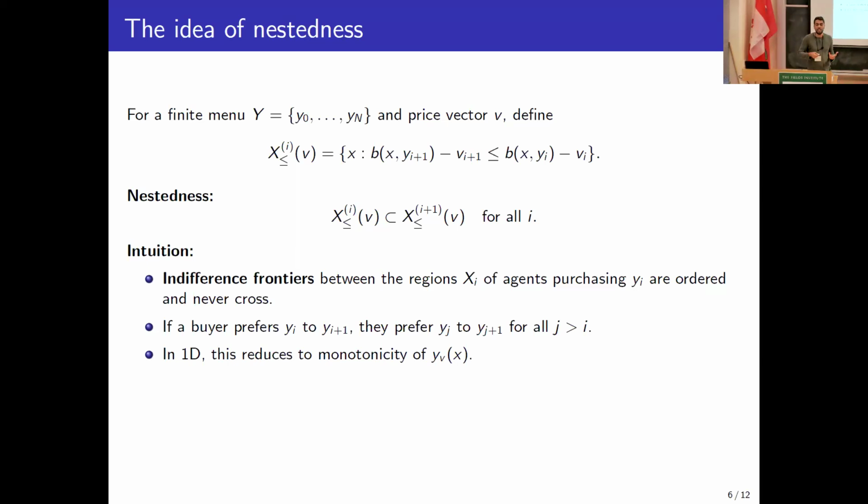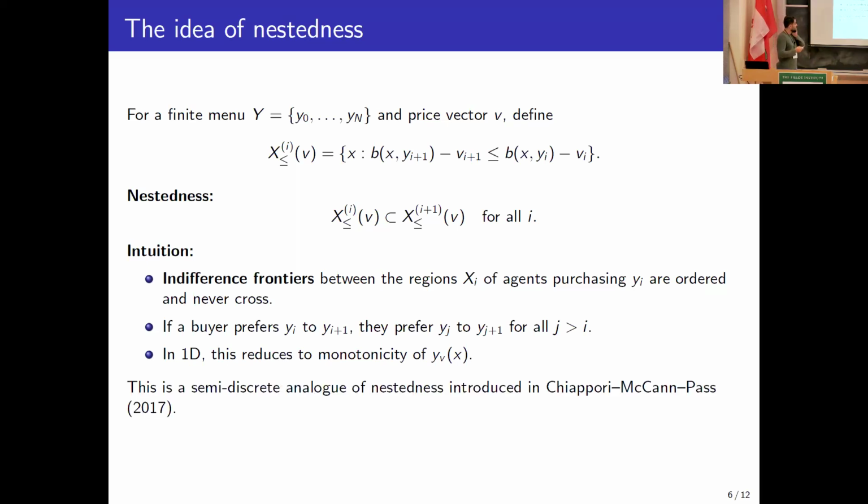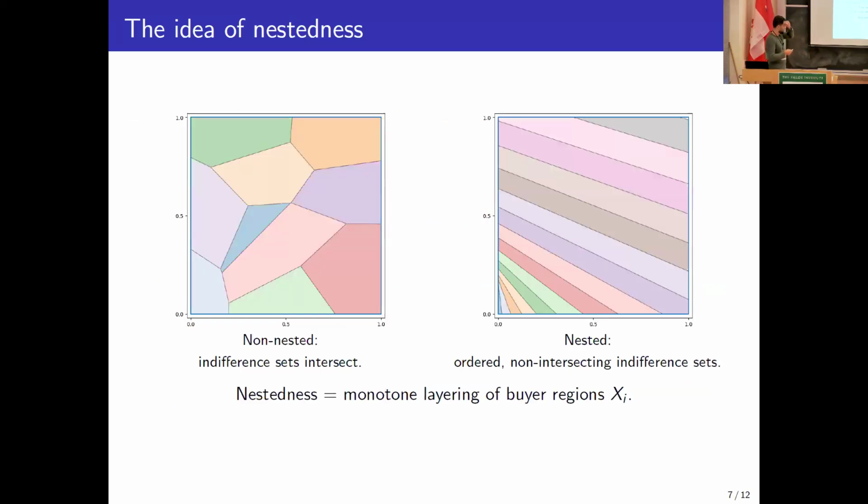And we introduce this as a generalization of monotonicity to the multi-dimensional case. And it can even be, in some sense, the analog of continuity for the semi-discrete problem. So this is a semi-discrete analog of nestedness that was introduced in Chiappori, McCann, and Pass on optimal transport between two continuous measures. So we see an example here.